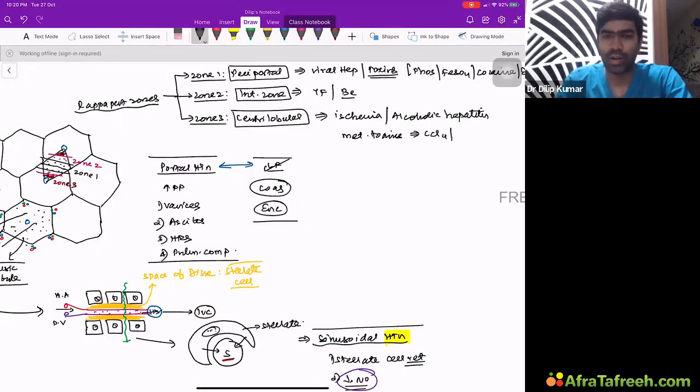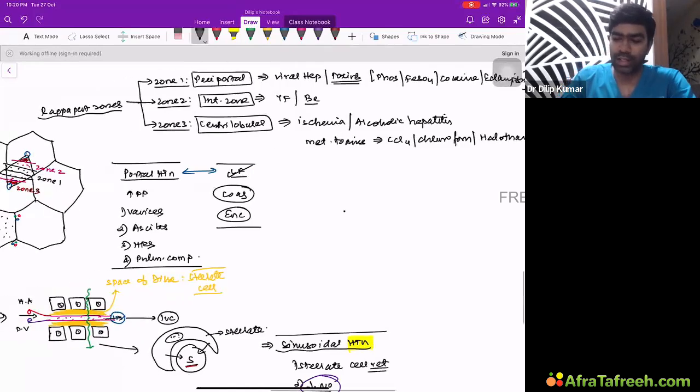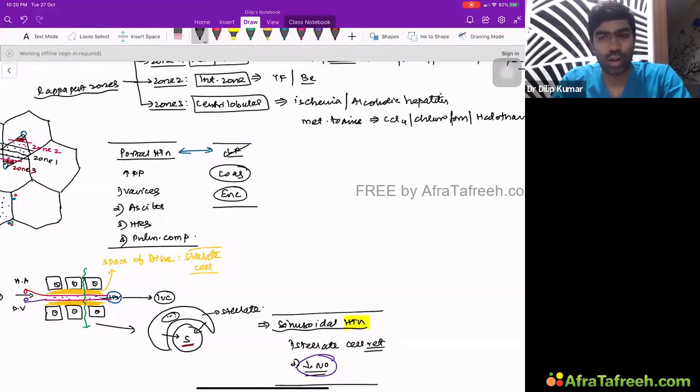That is carbon tetrachloride. Then chloroform. We don't use chloroform anyways nowadays. So chloroform toxicity can cause centrilobular necrosis. And at the same time, you can get one more condition. What is that? Halothane hepatitis. So metabolic toxins are things that can result in centrilobular involvement.